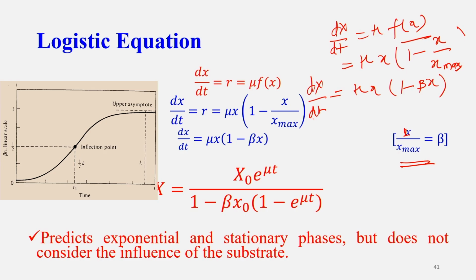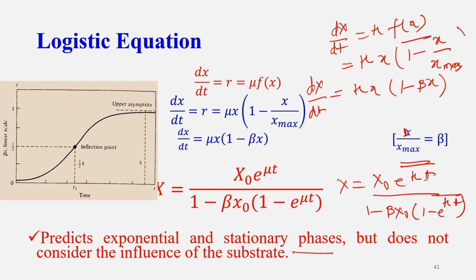So, again it can be integrated, and if you integrate it, you will end up with x equals x naught e to the power mu t divided by 1 minus beta x naught into 1 minus e to the power mu t. So, this predicts exponential and stationary phase, starting from here to here. But it does not consider the influence of substrate. There is no way one can see what will be the effect of substrate on the microbial growth.